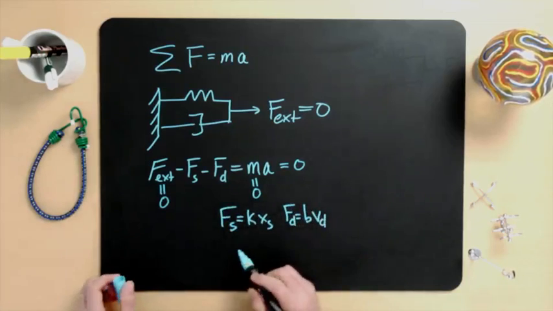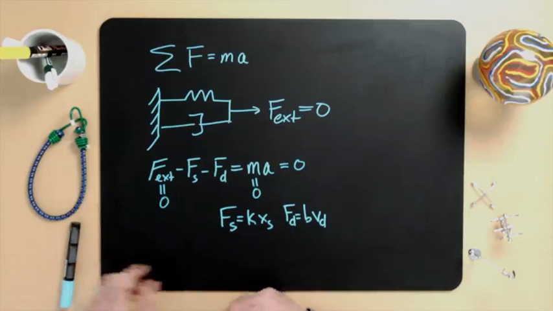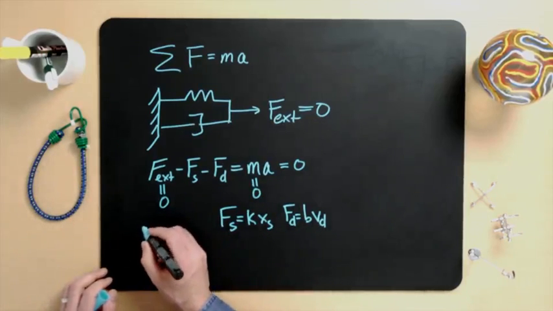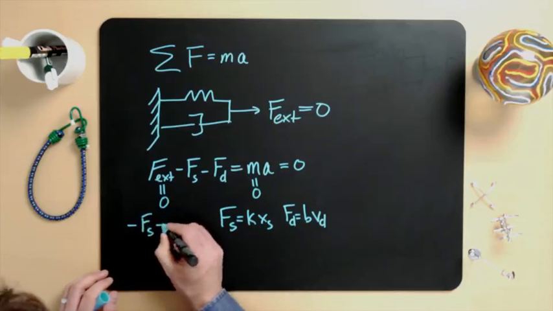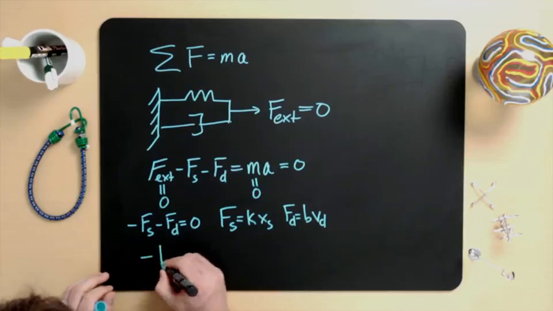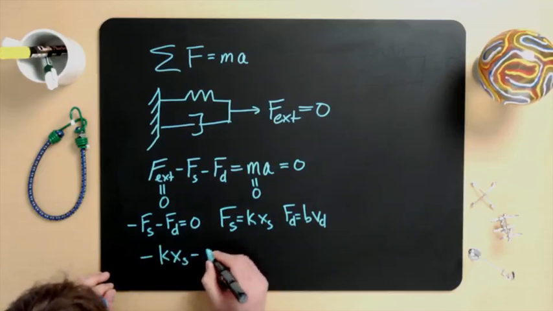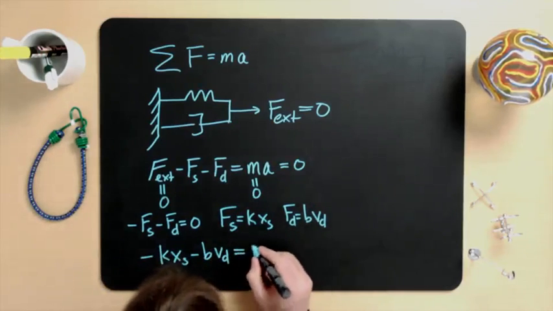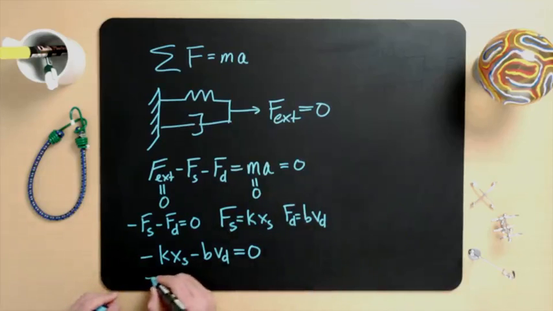so here we have F sub s is equal to k times x sub s, and F sub d is equal to b times v sub d. And we know that F external is equal to 0, and we know that m is equal to 0. So that means that minus F sub s minus F sub d is equal to 0. We can substitute these constitutive relations into Newton's laws, and we get an equation involving x sub s and x sub d. If we additionally keep in mind that the time derivative of the position of the spring is equal to the velocity of the damper, we get a simple equation involving only the position of the spring.